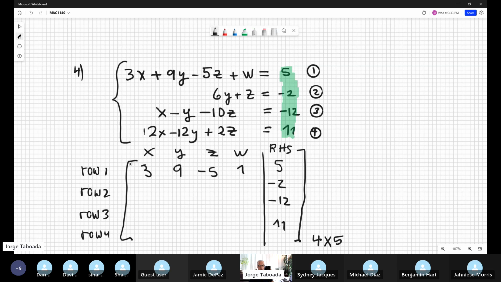And equation 2, be careful, because x is missing, no x, y is 6, z is 1, and w is 0, 2, 0. And the third equation is 1, negative 1, negative 10, and 0 again, no w, equal 12. I try to line them up, guys, properly. So this is 12, this is minus 12, this is 2, no w also, equal 11. Boom! And this is my final answer.